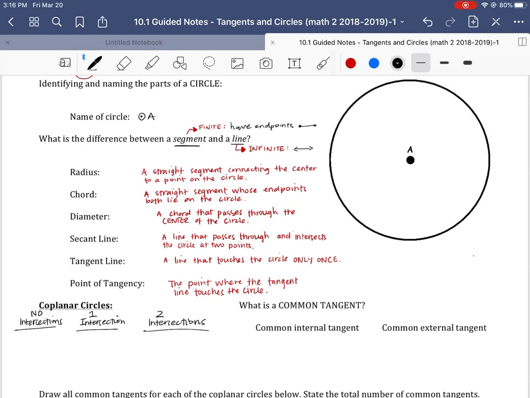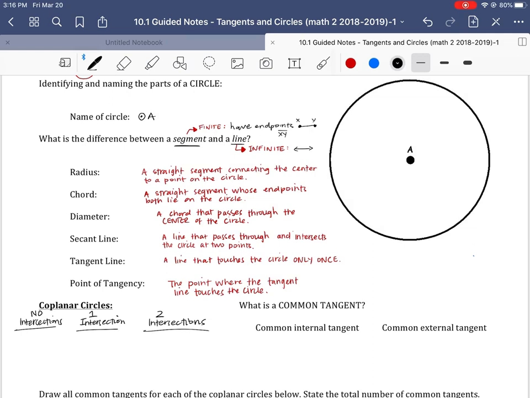Now remember, segments have endpoints. So they go from here to here, and we generally will label the ends of those segments as points, and we name them based off of that. If this was X and this was Y, then we would call that a segment XY. We would write X and Y next to each other and put a little segment line over the top.